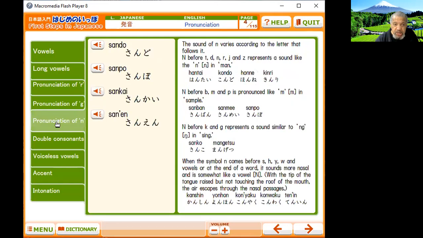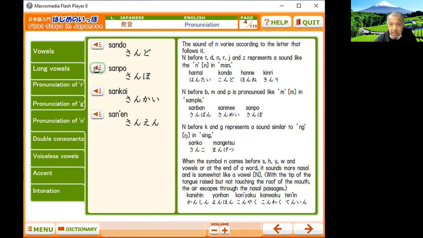Let's go down to the pronunciation of N. The sound of N varies according to the letter that follows it. N before T, D, N, R, and J, and Z represents a sound like the N in man. So we have the words sando, mando, man, mando. Sando.